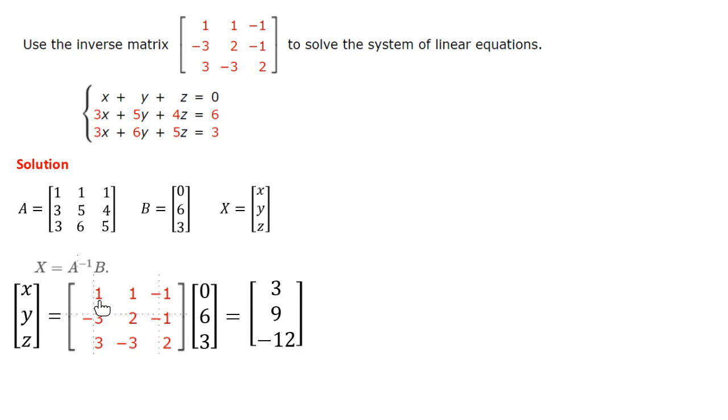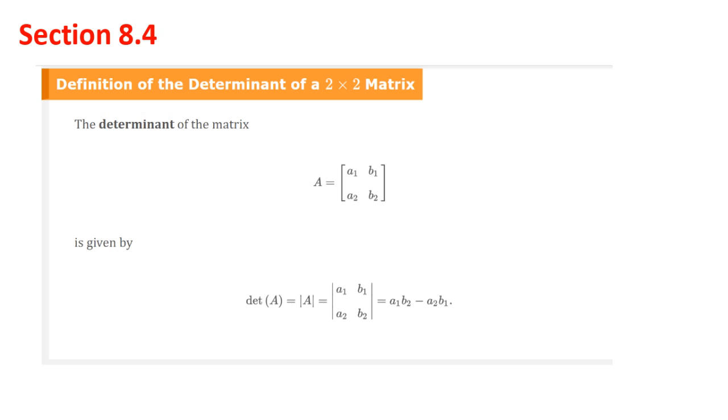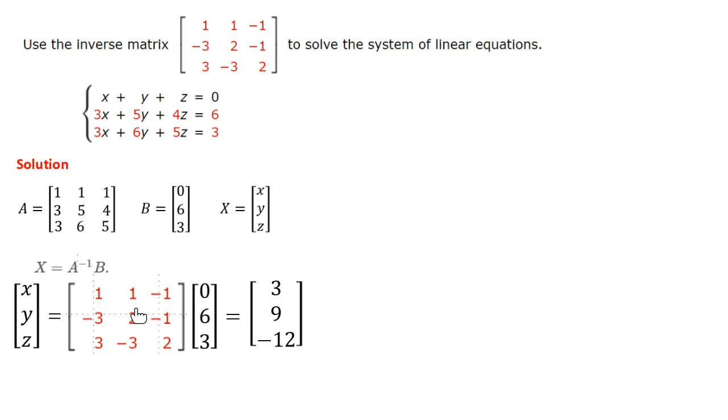So to get these numbers, we're multiplying 1 times 0 is 0, 1 times 6 is 6, and negative 1 times 3 is negative 3. So if we add, we get a 3. And then negative 3 times 0 is 0, 2 times 6 is 12, plus 1 times 3 is 3. So then we get the 9, and then 3 times 0 is 0. Negative 18 plus 6 gives us negative 12. So my answers here are X equals 3, Y equals 9, and Z equals negative 12. So again, here you didn't have to find it because it's already there. Any questions on inverses?